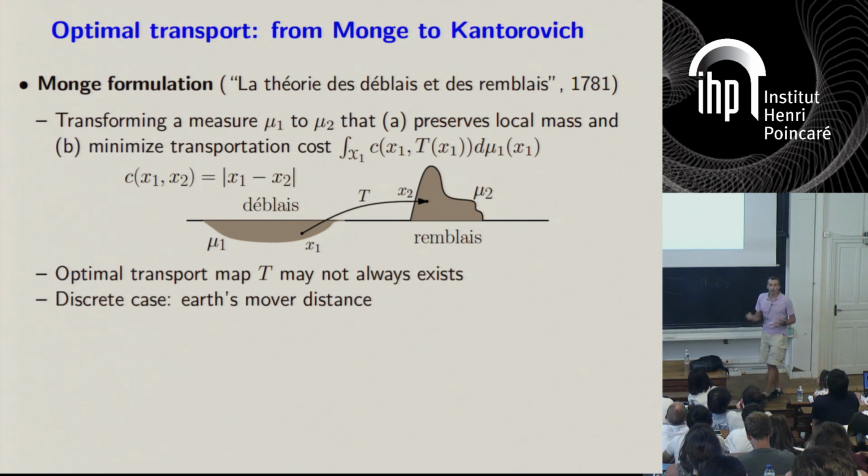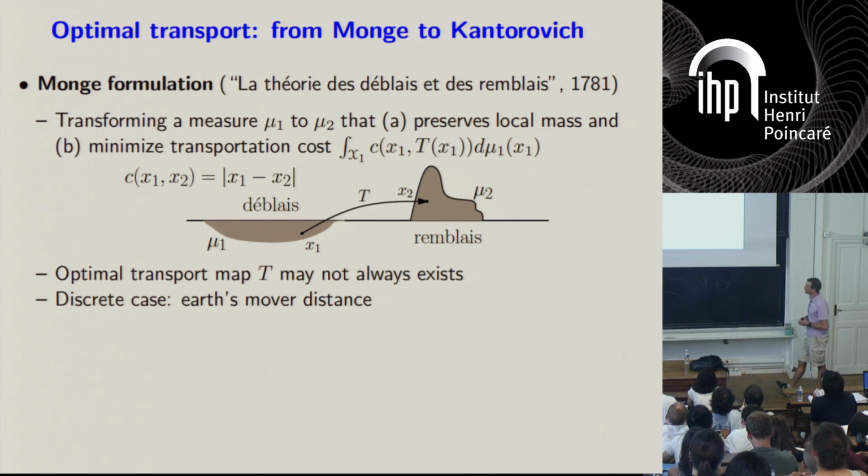So the goal is to minimize the amount of pain you have to suffer to transfer the sand from there to there. If you take the distance between this point and this point, you want to minimize the average distance between this and that. But of course, you cannot create or remove sand, so you have to preserve the total measure. This is essentially called the Earth mover distance, and this dates back to Monge. So this is the optimal transport problem.